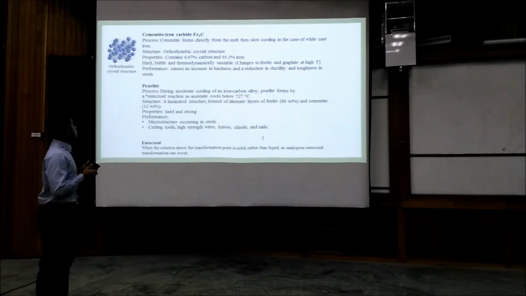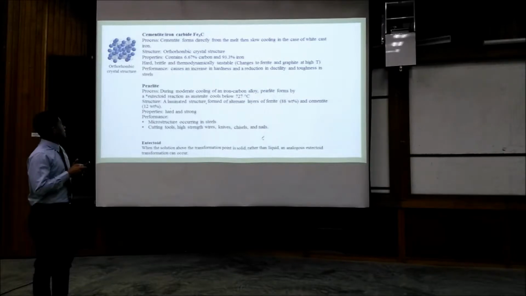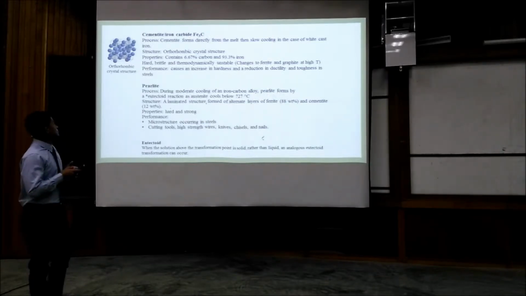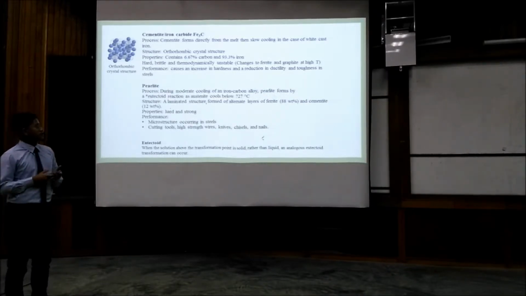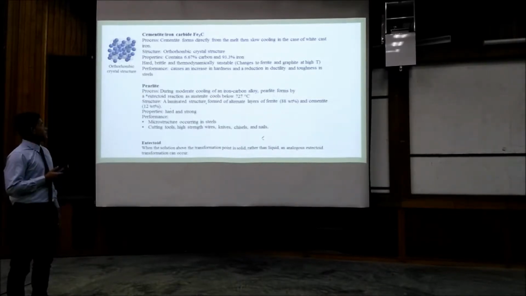An example of microstructure of iron is hematite, or we can call it iron carbide, Fe3C. The process of hematite is that hematite forms directly from the melt and slow cooling in the case of white cast iron. And the structure for hematite iron is an orthorhombic crystal structure.